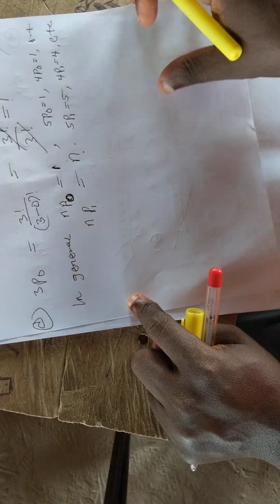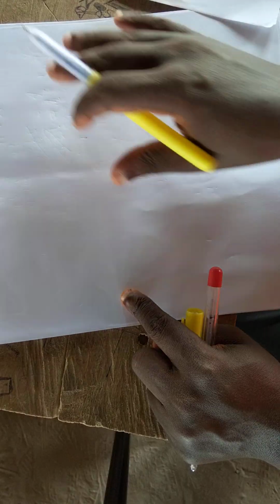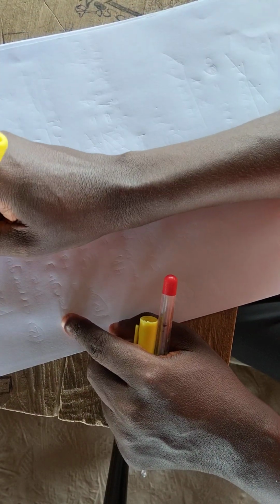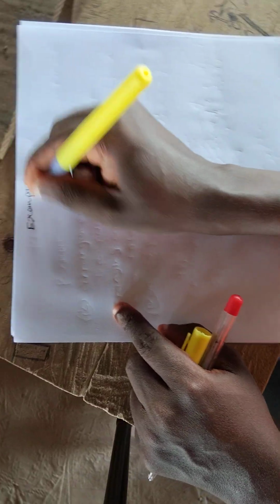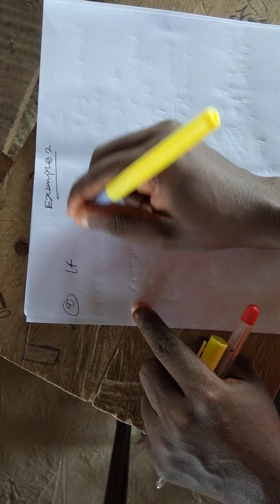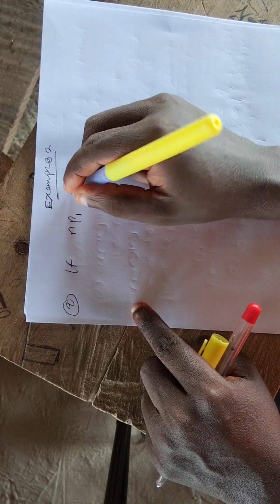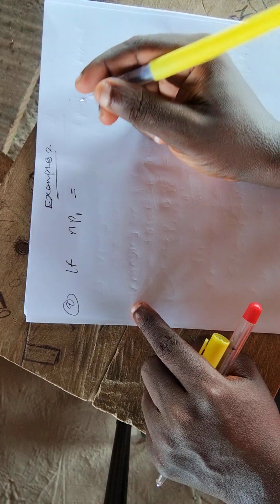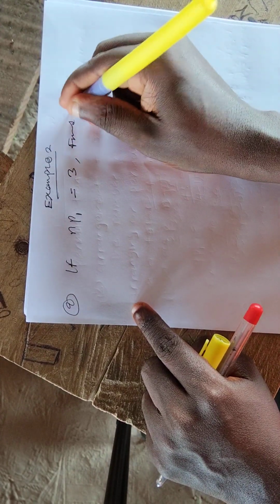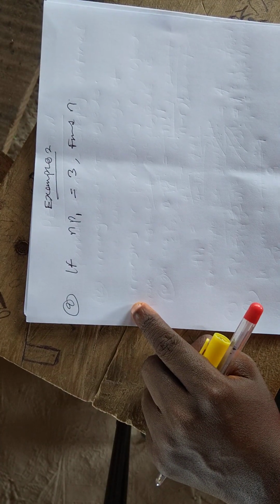So these are the examples. So we are going to look at some further examples. Example 2. Now, A, say that if n permutation 1 equals 3, find n.